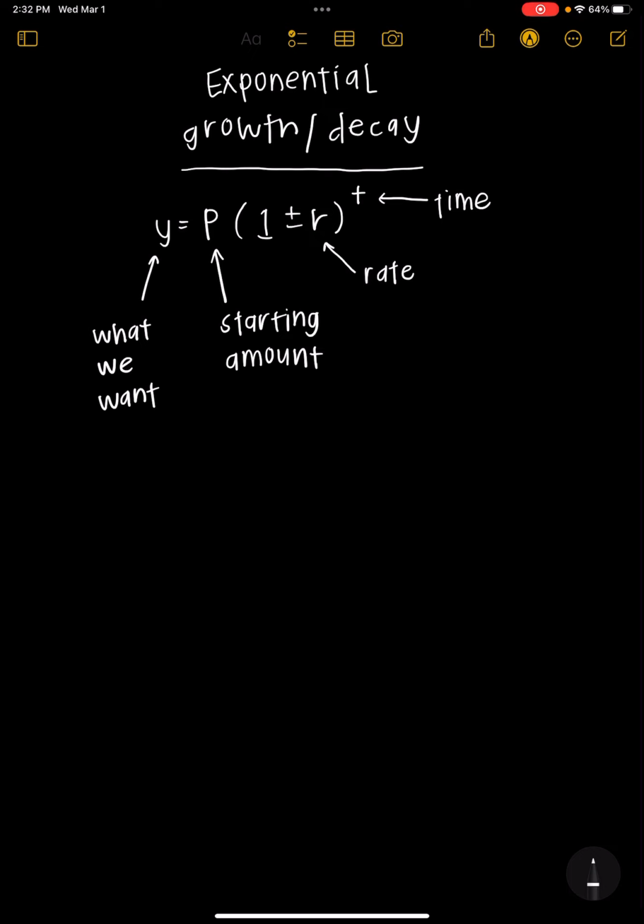You get to choose. So if you read the question and you know it's growing, we use the plus. If you read the question and we know it's decaying, then we use the minus. So on these examples, we have to decide if it's a growth or a decay problem, and then we use the equation. So let's start with the first example.